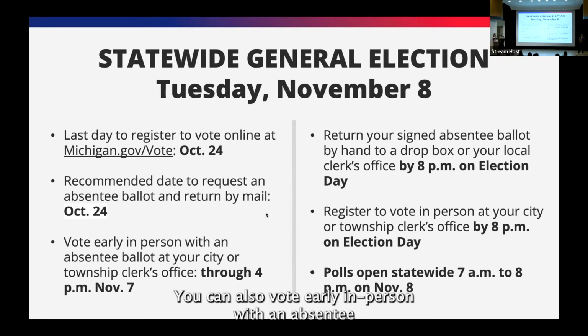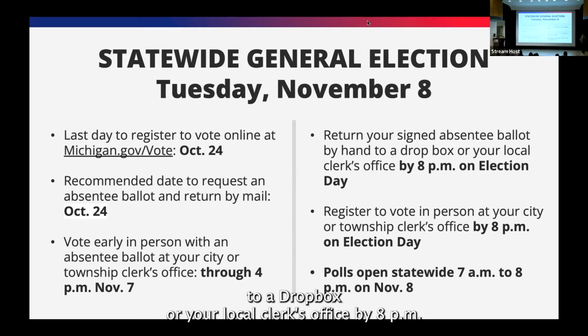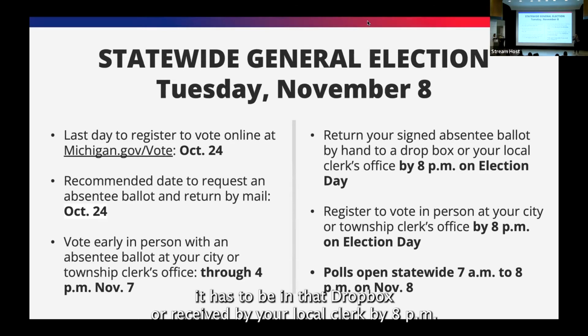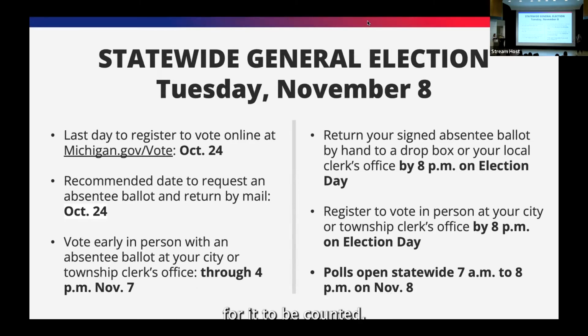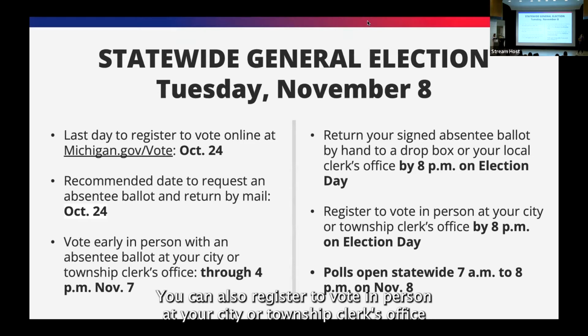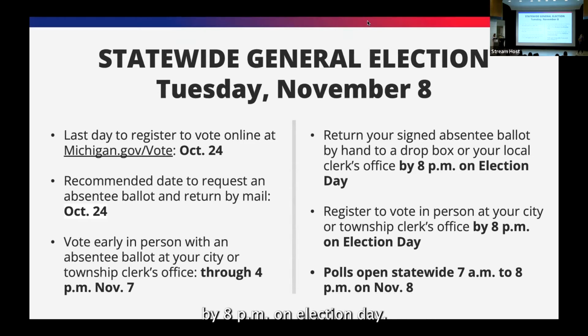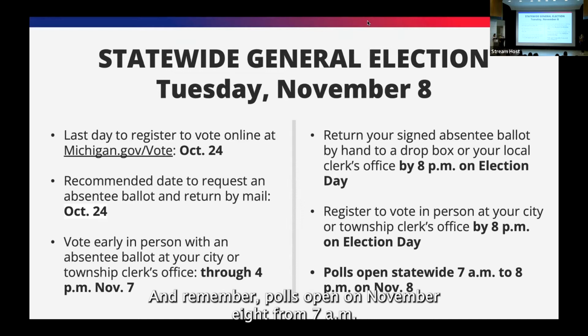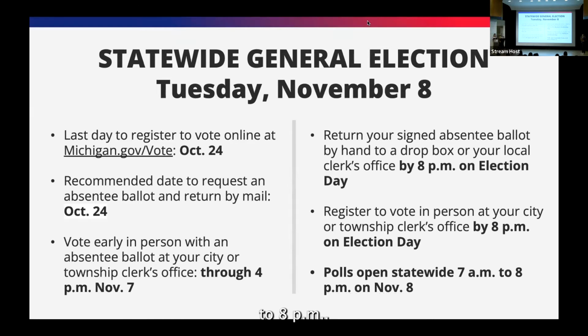You can also vote early in person with an absentee ballot at your city or township clerk's office through 4 p.m. on November 7th. And we'll get into a few more of these deadlines later. You can return your signed absentee ballot by hand to a drop box or your local clerk's office by 8 p.m. on Election Day. And remember, it has to be in that drop box or received by your local clerk by 8 p.m. for it to be counted. You can also register to vote in person at your city or township clerk's office by 8 p.m. on Election Day. And remember, polls open on November 8th from 7 a.m. to 8 p.m.